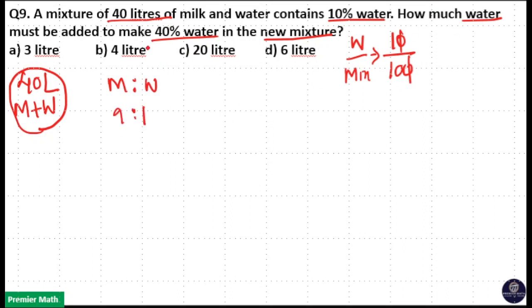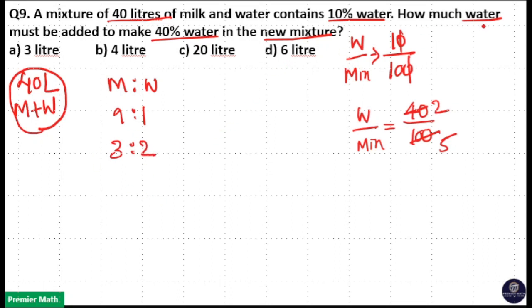After adding water, the solution becomes a 40% water solution. 40% water means 40 by 100, water by mixture. That means if the mixture is 100 parts, water is 40 parts and milk is 60 parts. If you cancel 20, 20 into 2 is 40, 20 into 5 is 100. So if the mixture is 5 parts, water will be 2 parts and milk will be 3 parts. So the milk to water ratio is 3:2.